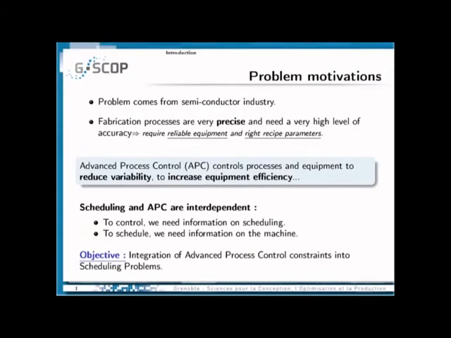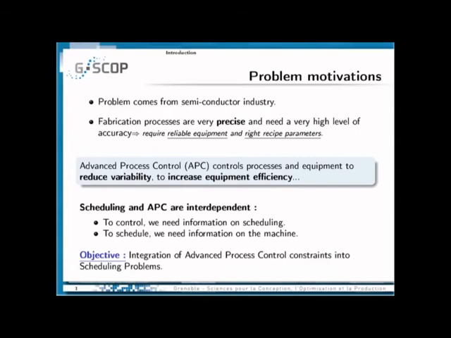The problem we are dealing with comes from the semiconductor industry. In this kind of industries, operations require a very high level of accuracy and need to be very precise. Therefore, machines have to be reliable and parameters have to be properly adjusted. The field dealing with the control of processes and equipment is called Advanced Process Control, or APC.